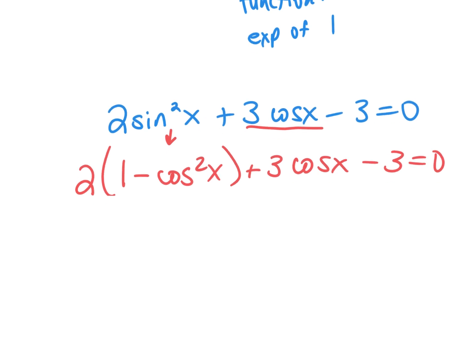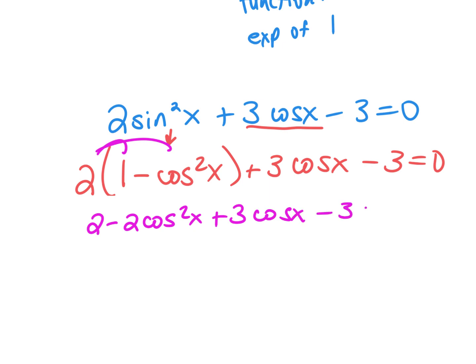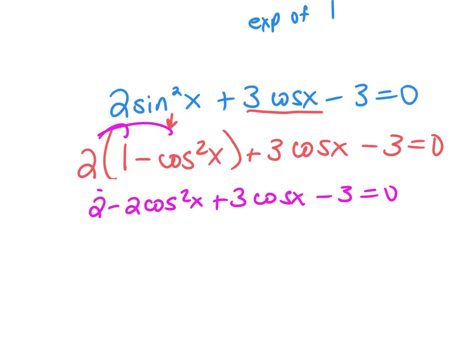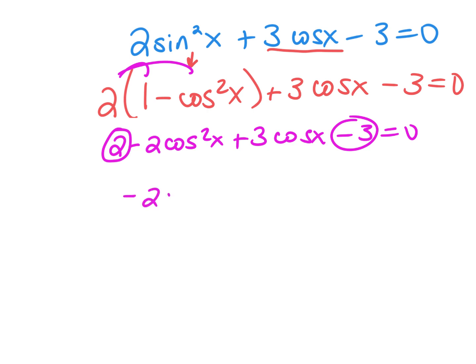Basic algebra. What do I do with that 2? I'm going to distribute the 2. So it goes here and here. So I have 2 minus 2 cosine squared x plus 3 cosine x minus 3 equals 0. Can we combine like terms? Yeah. A positive 2 and a negative 3 gives me what? Good. Negative 2 cosine squared x. That negative didn't go anywhere yet. 3 cosine x minus 1 equals 0.